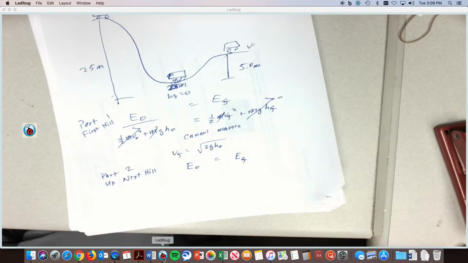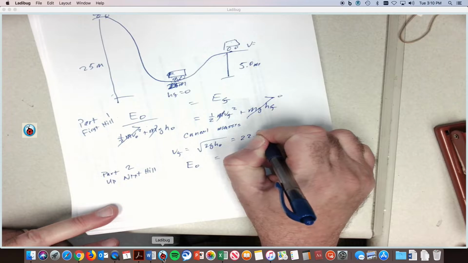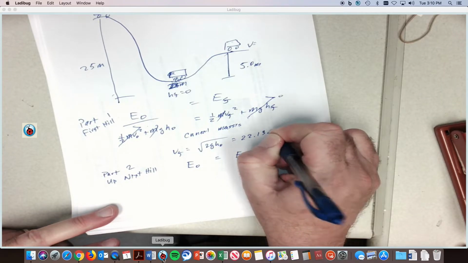Oh, you probably want to know what the answer is. We can do that real quick. The square root of 2 times 9.8 times 25 is 22.13 meters per second. Right there.